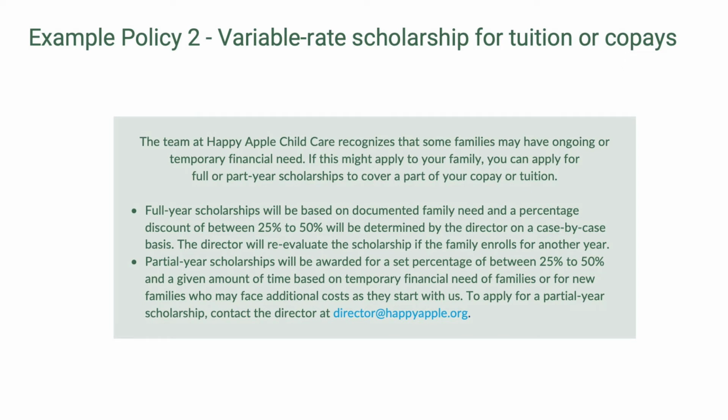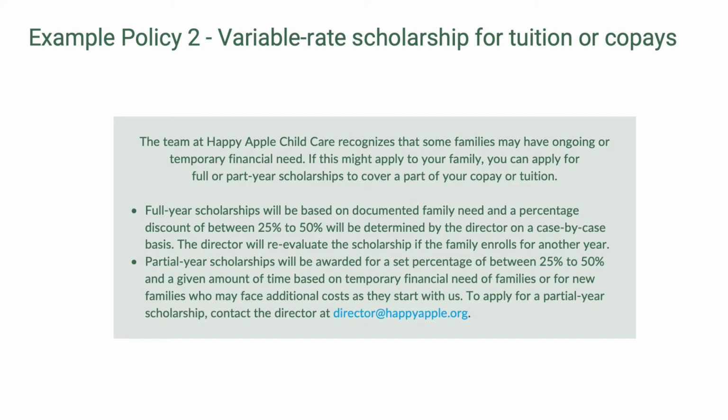Our second example is a variable rate scholarship for tuition or copays. The team at Happy Apple Childcare recognizes that some families may have ongoing or temporary financial need. If this might apply to your family, you can apply for full or part year scholarships to cover a part of your copay or tuition. Full year scholarships will be based on documented family need, and a percentage discount of between 25 to 50% will be determined by the director on a case-to-case basis.